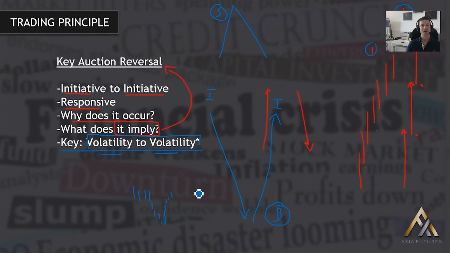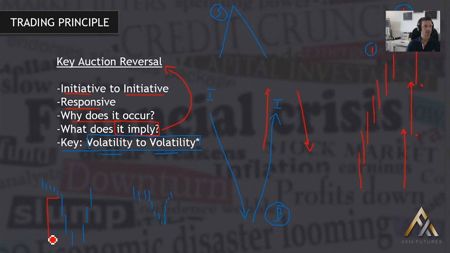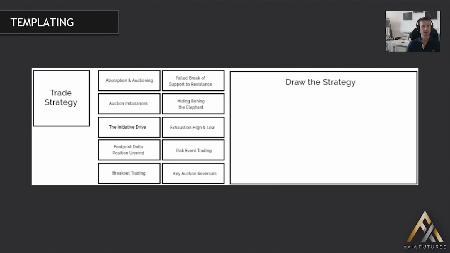Volatility implies price expansion. So what I mean by that is, if these are the candles that are occurring, nice and small, we want to see something like this. So in essence, what you can see here is the volatility through the expansion of the size of the ranges. And it's that volatility a la volatility that is the absolute key dynamic to a key auction reversal. Okay, so let's move on.